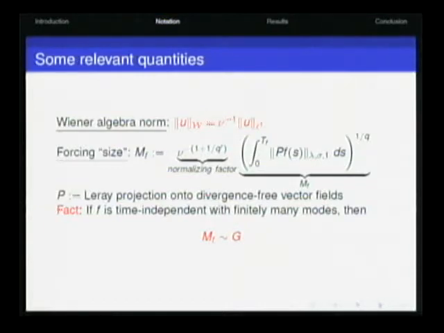So here's a fact. This quantity M, which I have to represent the size of the force, is actually comparable to the Grashof number when the forcing is time independent and has finitely many modes. So you can think of it for the rest of the talk as just being the Grashof number.